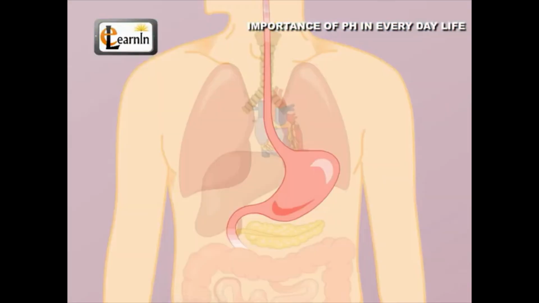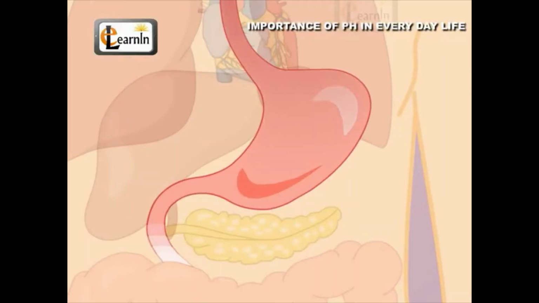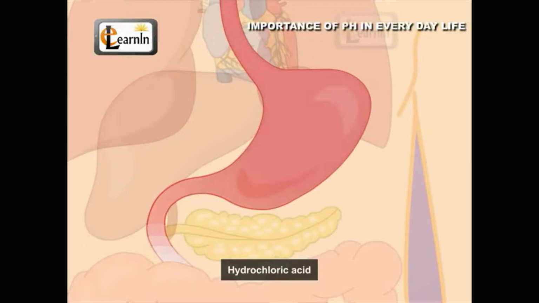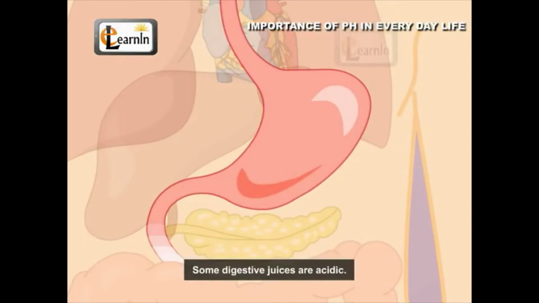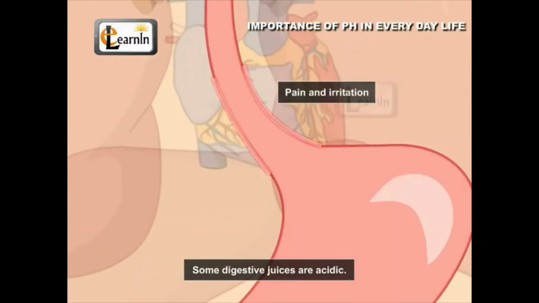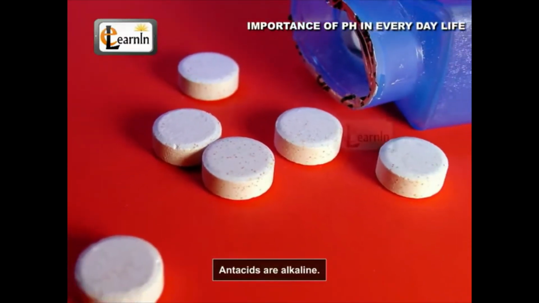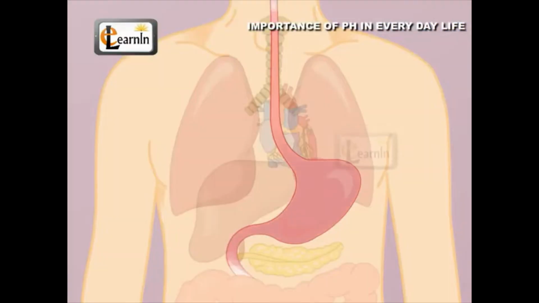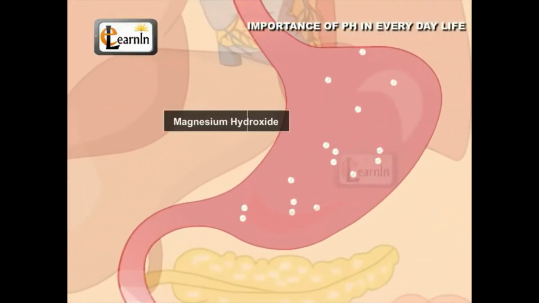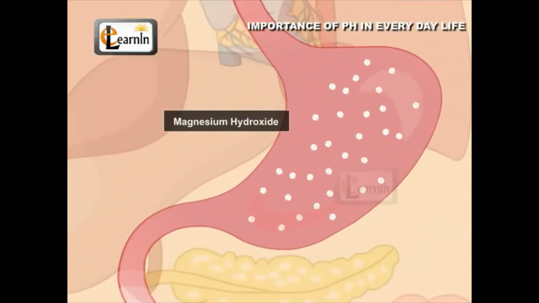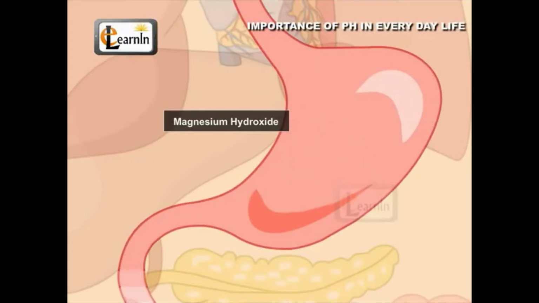In terms of humans, it's very interesting to note that the stomach of a human body produces hydrochloric acid. It helps in the digestion of food without harming the stomach. During indigestion, the stomach produces too much acid, and this causes pain and irritation. To get rid of this pain, people use bases called antacids. These antacids neutralize the excess acid. Magnesium hydroxide, which is also called milk of magnesia, a mild base, is often used for this purpose.